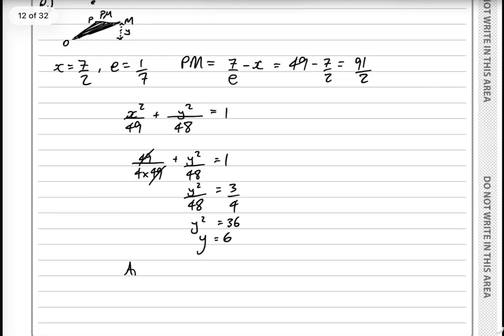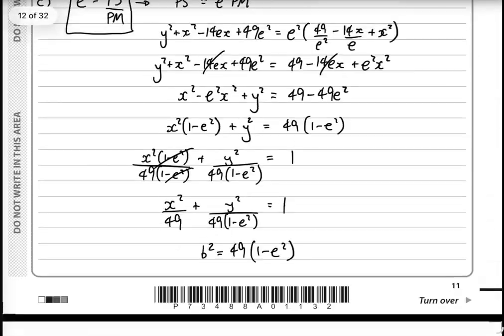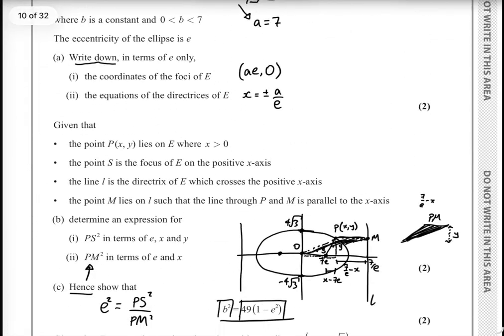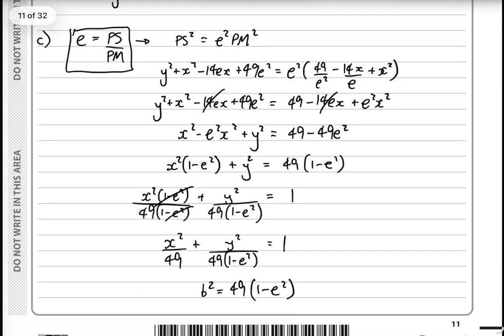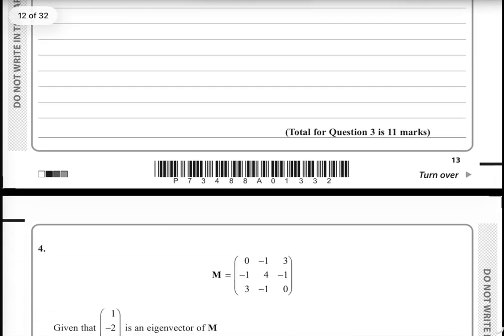Therefore our area is equal to 91 over 2 times 6 over 2, 273 over 2. That felt like quite a long ellipse question, but I think we're finished. Yes. On to question number 4.